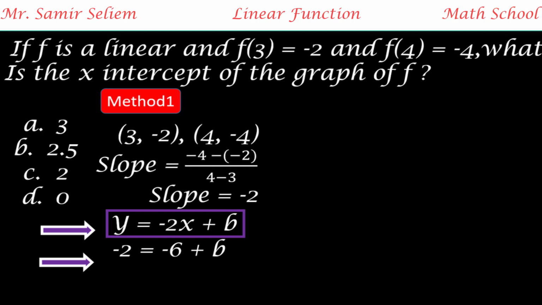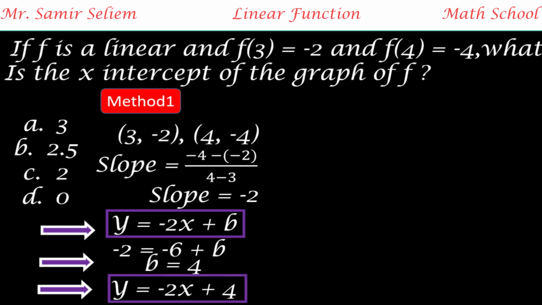So we can delete y and write negative 2, and delete x and write 3. Negative 2 equals negative 2 times 3, which will be negative 6, plus b. How can we find b? Just we can add 6 to both sides. We get b equals 4. Now we can write the equation. It will be y equals negative 2x plus 4.